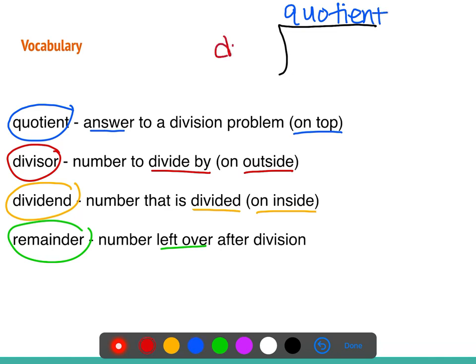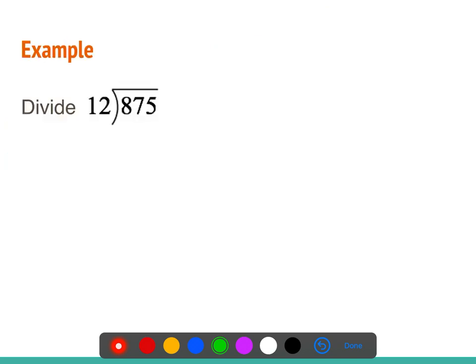So in a division problem, here's your division bar. The answer that's on top is called the quotient. On the outside, the number is called the divisor. On the inside, that number is called the dividend. And then if you have a remainder that's left over, that's your remainder.